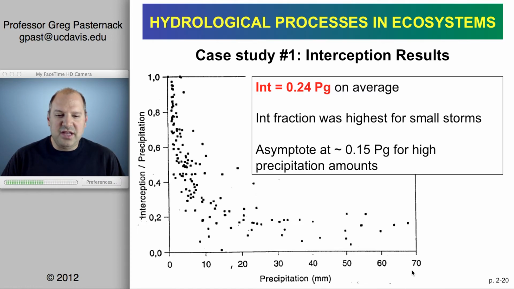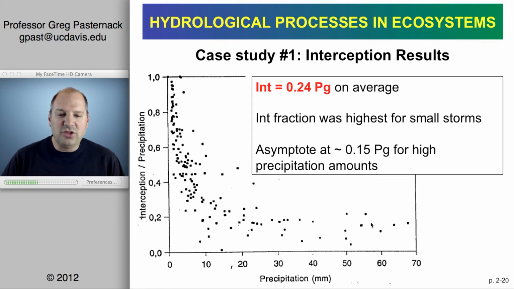The answer to the question that I just asked has to do with the fact that initially, if you have a small amount of precipitation, you're not going to fill all of the space to store that water in the tree. So because of that, with small amounts of precipitation, as you go from tree to tree or storm to storm, there's a lot of variability in terms of the ability of the canopy to capture that water.